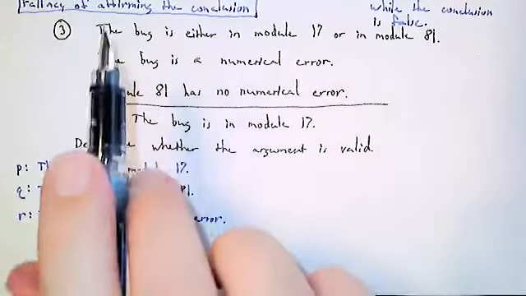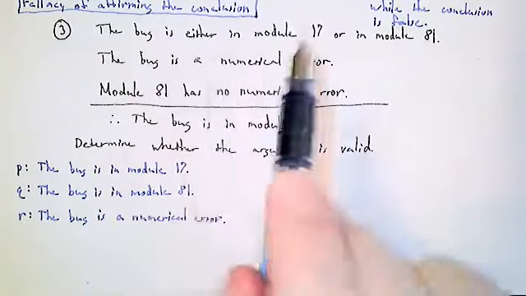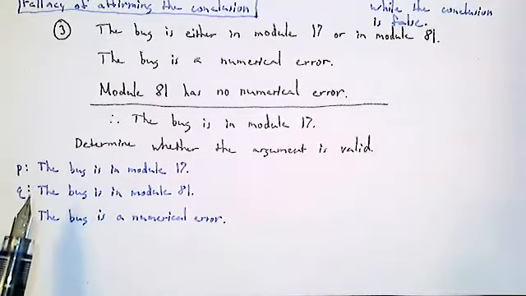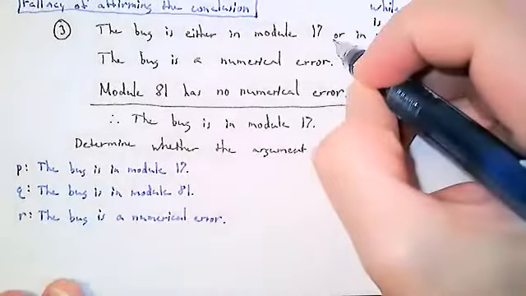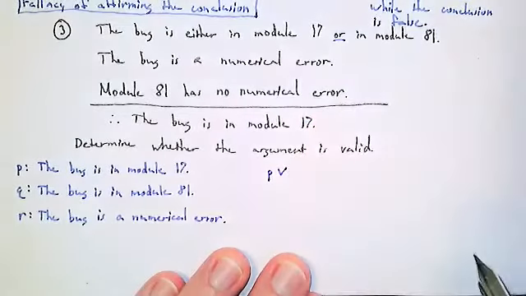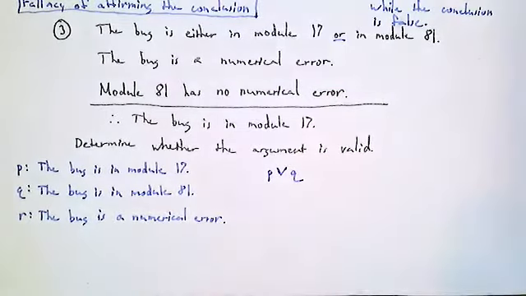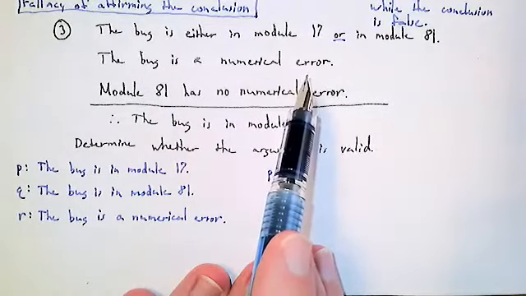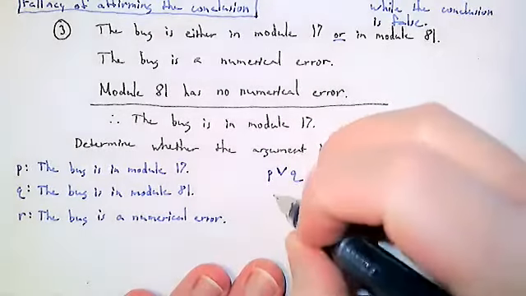So now we get to rewriting this using our symbols P, Q, and R. The first one says that P or Q is true. Right, the bug is in module 17 or in module 81. So symbolically, we would use the or symbol, the V, for P or Q. And then the second one here asserts that the bug is a numerical error. That's R.